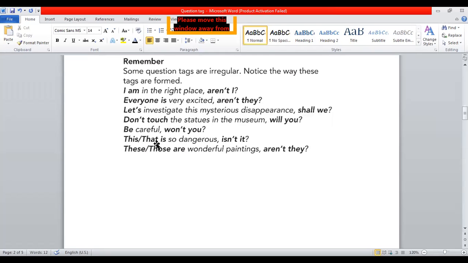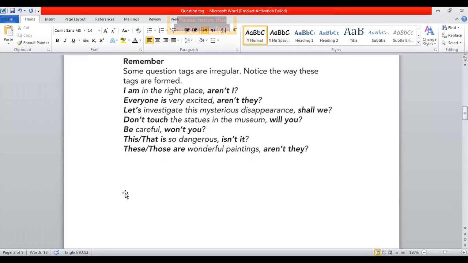This or that is so dangerous. You will change it into isn't it. These or those are wonderful paintings. You will change them into aren't they. You will not say aren't these or aren't those. Okay.